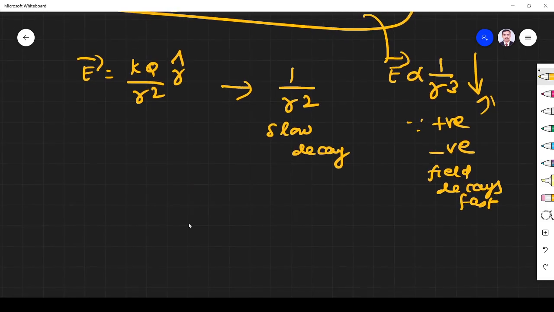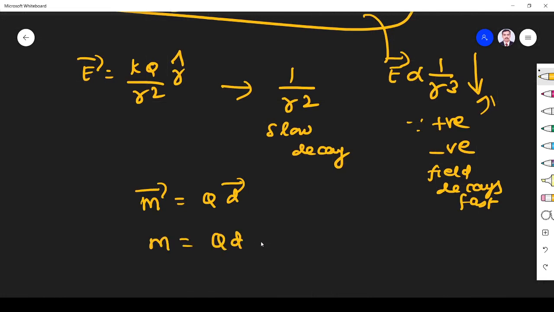And one more thing: we know the dipole moment M is equal to QD. In scalar form, M is equal to QD. The unit of dipole moment: Q is charge, distance D is meter, so Coulomb meter.